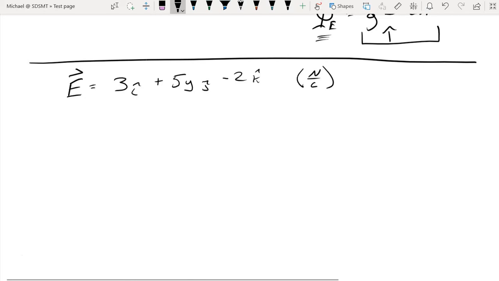Now you'll notice in this expression, of the 3 components that we have, 2 of them are constants, but this y component of the electric field has a variable of y as part of the term. And so this means as we move through space, specifically along the y-axis, the component of our electric field is going to change.